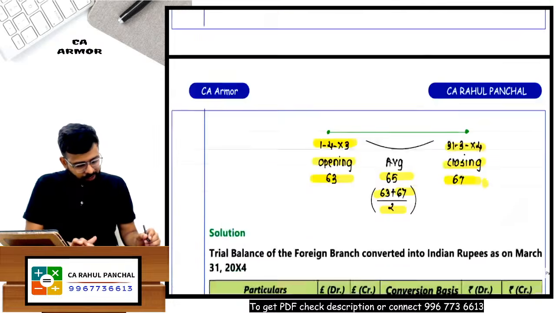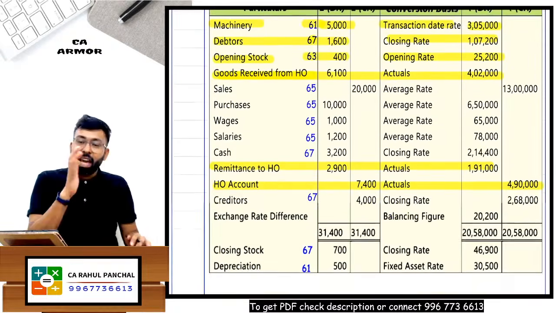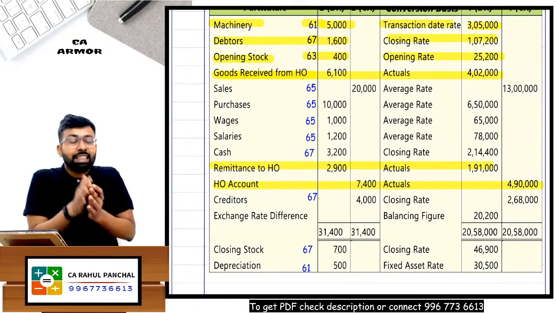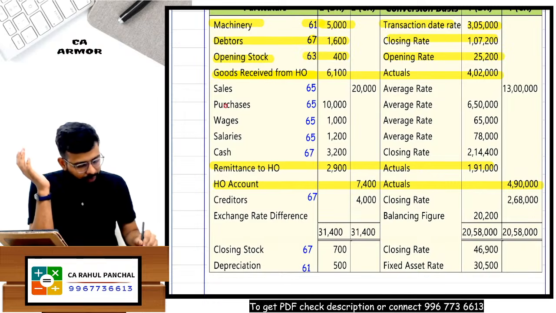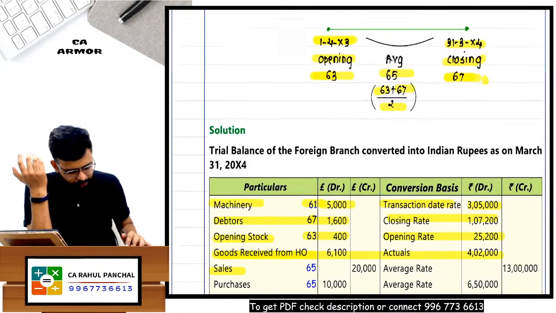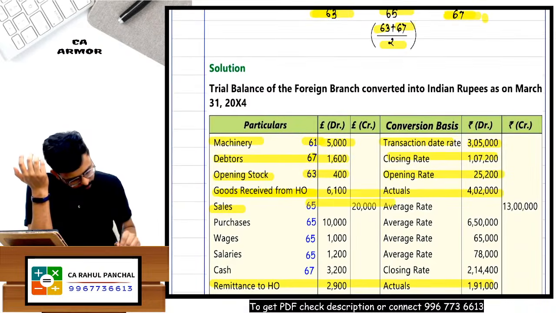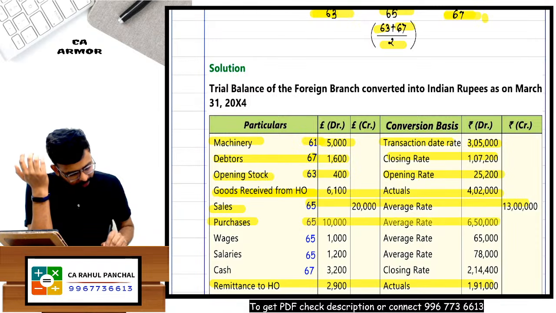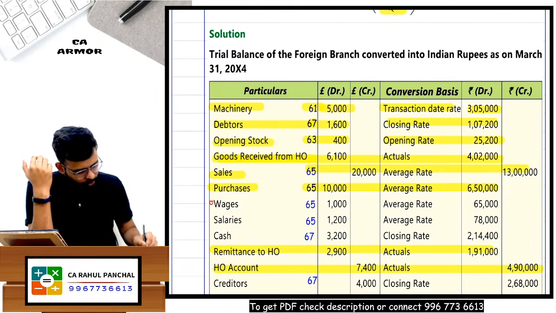For others now, sales. Sir, sales should be at the actual rate, but that is not given in the question. There are thousands of transactions. We will have to take the average rate for sales, incomes and expenses. So we will take 65. Then purchases, again thousands of purchases, wages, average rate, salaries, average rate.